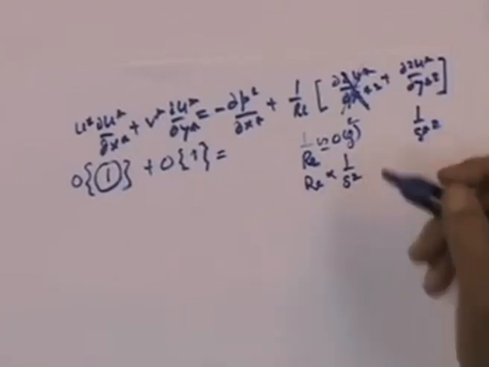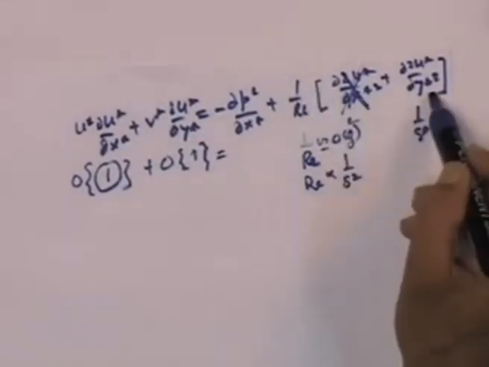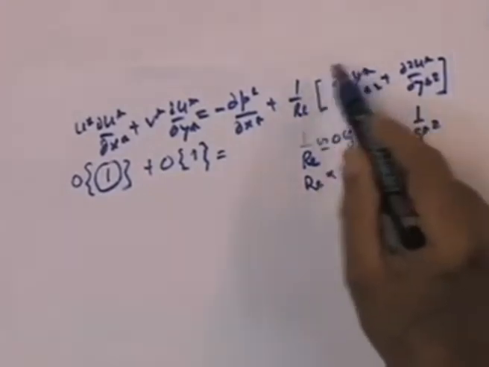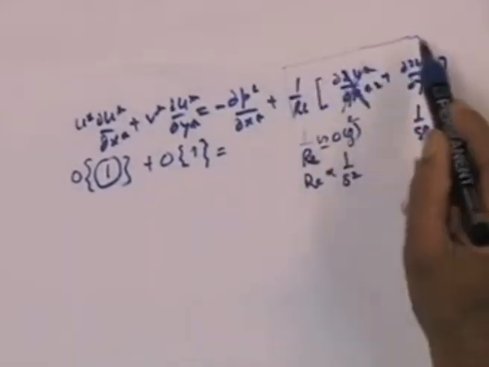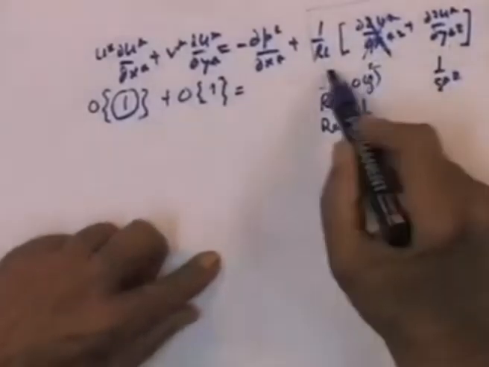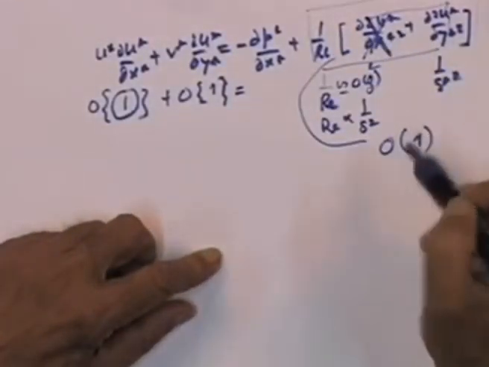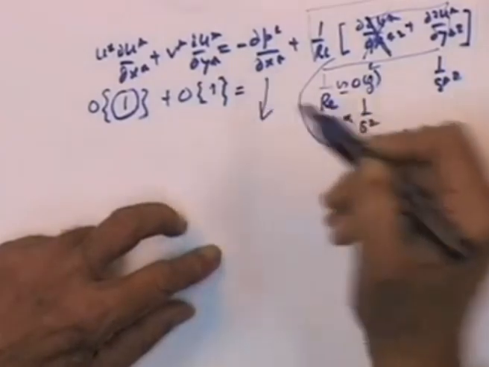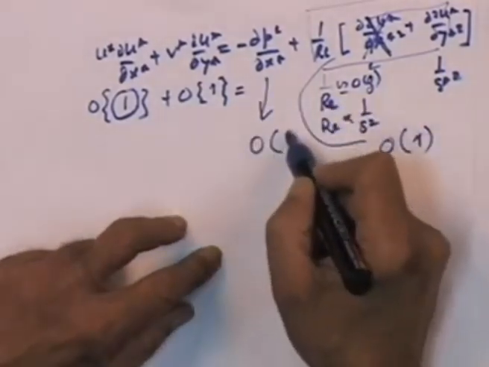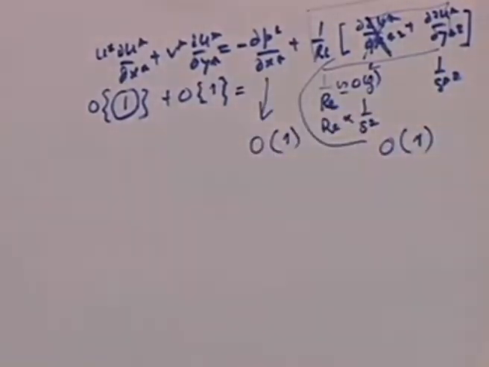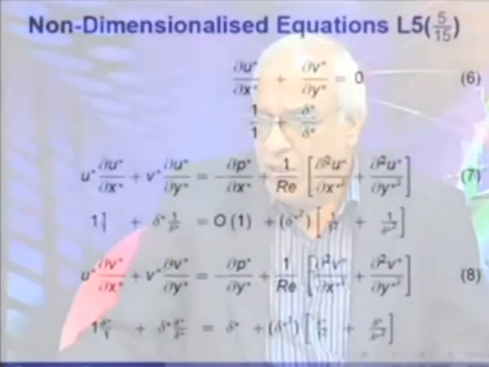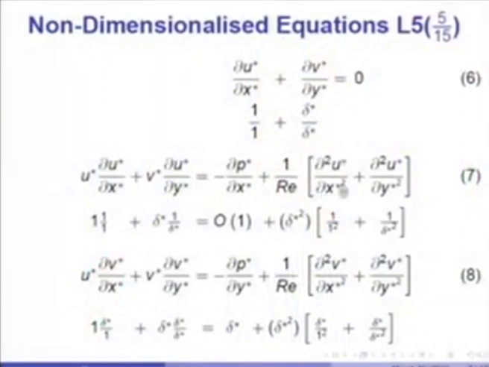Is that correct? So, that the delta square would get cancelled with this delta square, and the total term would then be of order 1. And likewise, I can say therefore, by deduction this term would also be of order 1. So, the only term that is dropped now, that can be dropped, is d2u star by dx star square. All other terms then are of order 1.